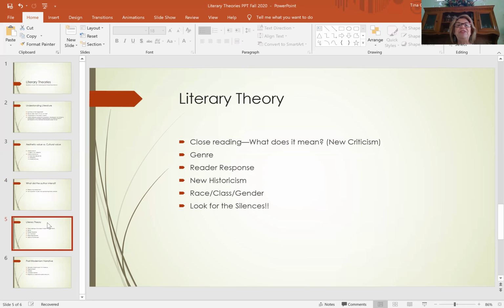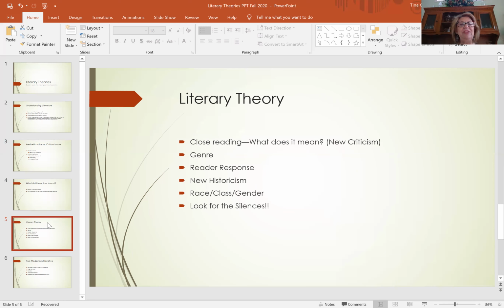So what kind of literary theories are we going to be looking at this semester? Well, we'll be looking at the traditional literary theories that you've probably already used. And that is where we look at, what does it mean? We use character analysis. We look closely at language. We look at metaphor. We look at these various strategies that you have used in the past to try to give meaning to the text.